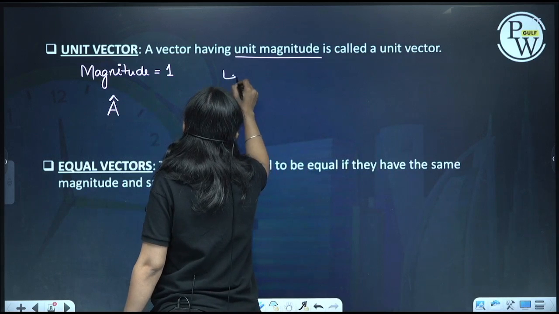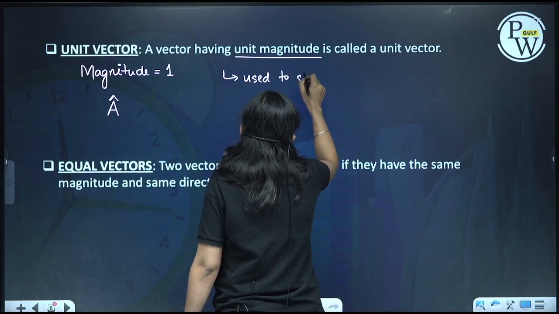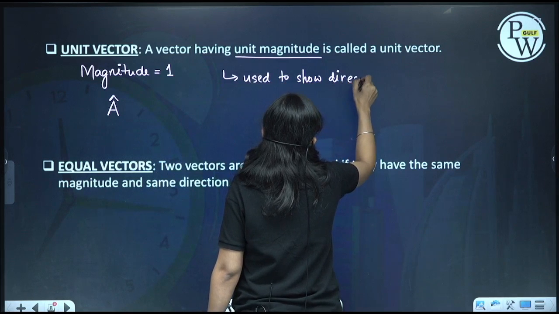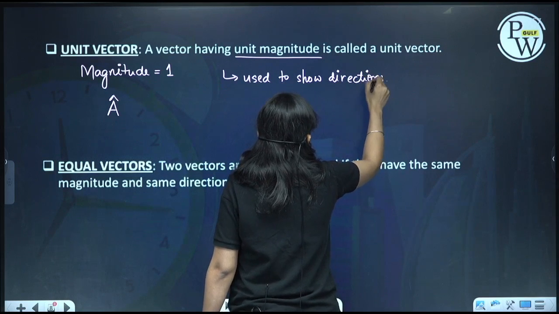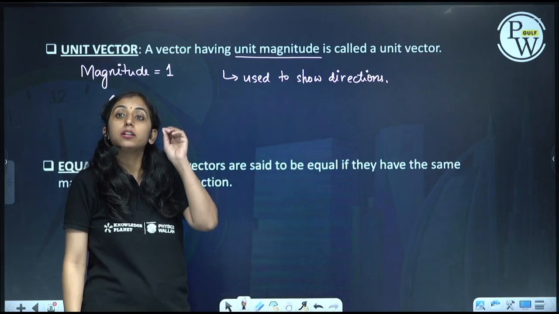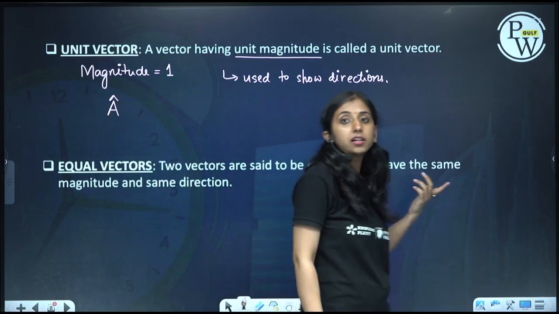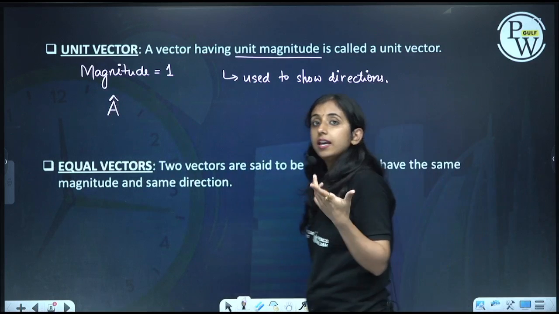They are used to show directions, because we have fixed the magnitude as 1. The magnitude of the vector should be 1. So these vectors, a cap, are used to show directions.